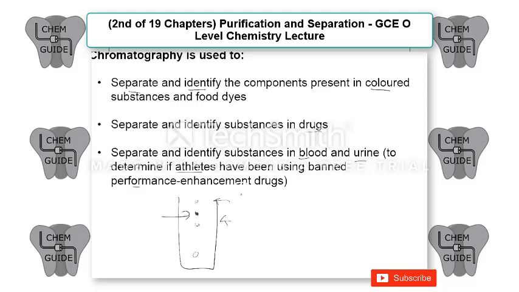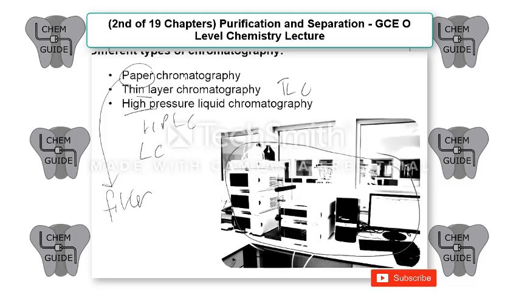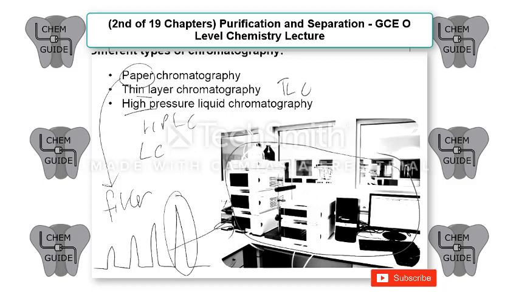But of course, this is not as simple as this. They actually use a machine to separate. So what you see are actually peaks like this. Maybe this peak here represents a banned drug. And if this peak is found in the blood, it means that the athlete has been doping.